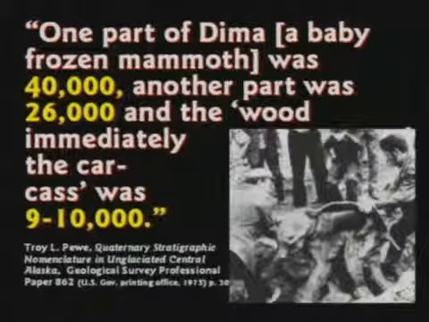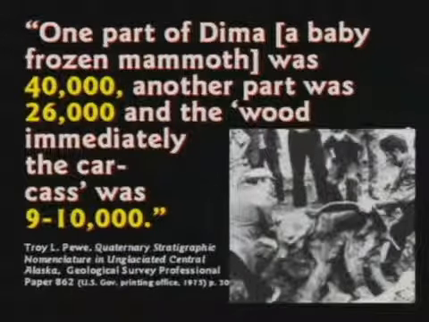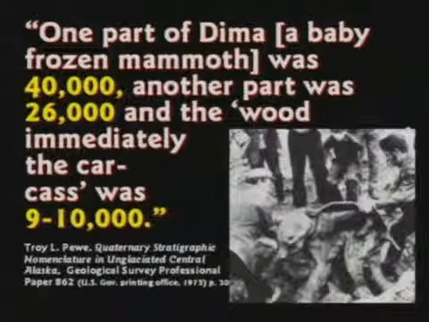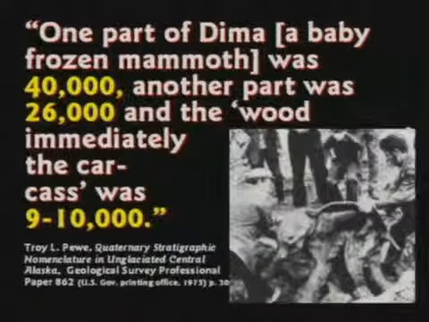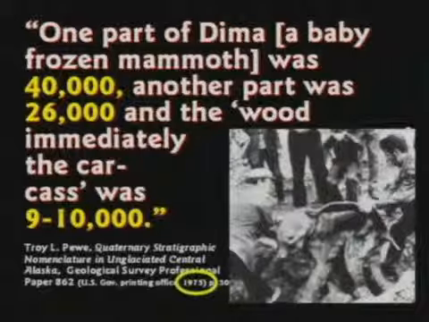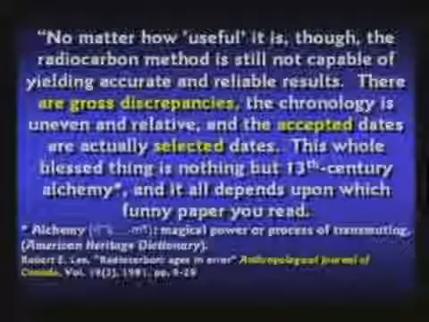U.S. Geological Survey paper, which I've got, people said that's not correct. I can talk about that if you'd like. Right? But they said baby mammoth, part of it was 40,000, another part's 26,000. Same animal getting two different dates. Anthropological Journal of Canada, 1981.